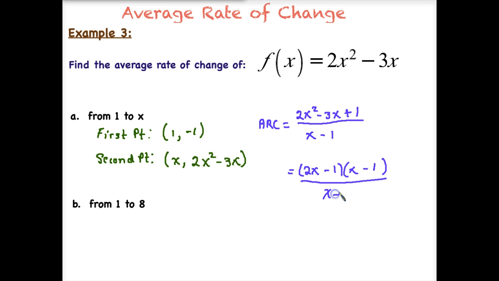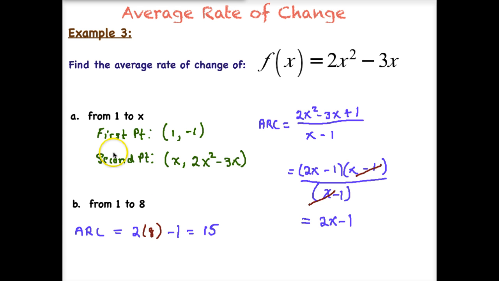All right, we'll put that over x minus 1, and then we will simplify, which leaves us with our generic equation of just 2x minus 1. Using that, I can now find the average rate of change between 1 and 8 by merely plugging in an 8 into x. So let's do that. The average rate of change from 1 to 8 is going to be equal to 2 times 8 minus 1. 16 minus 1 is 15. And now I've calculated the average rate of change between 1 and 8 in this nonlinear function.